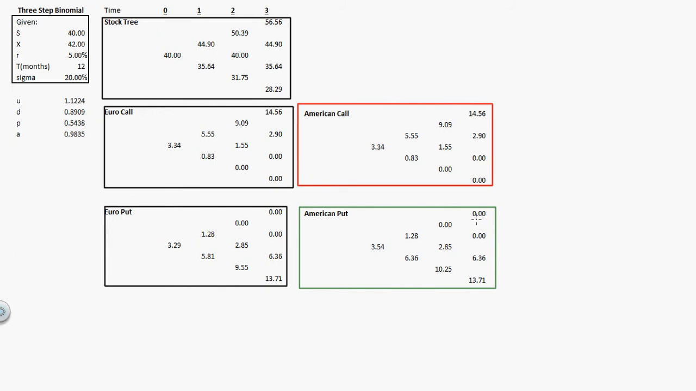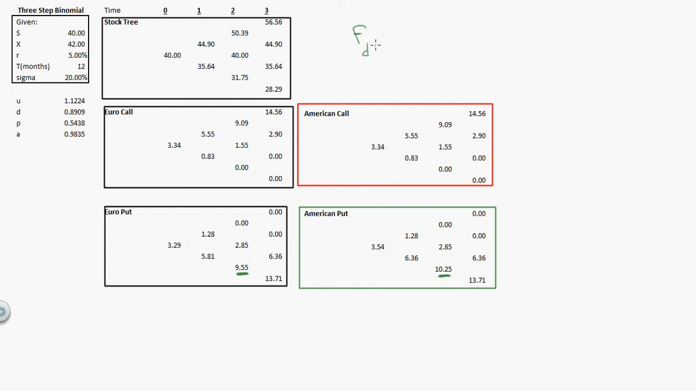The payoff at the end is going to be the same, right? The 0, 0, 6.36, 13.71. All these numbers are going to be the same. What I want to look at is at this point. Here's a number where something's different, the 10.25 and the 9.55. Well, why is that true? I know the value of the put, and this is down, down.